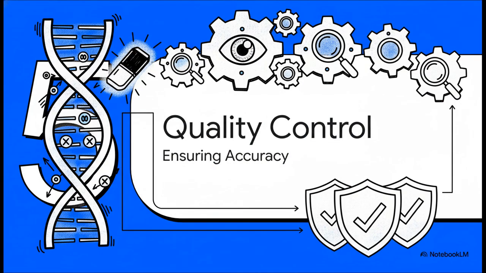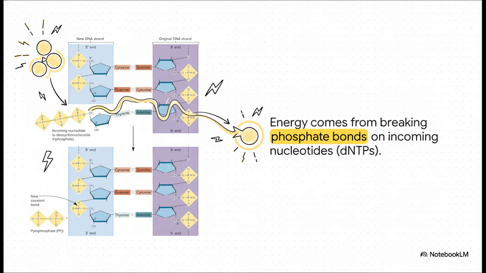Okay, so we've talked about the incredible speed of this whole process, but what about accuracy? I mean, a mistake in your genetic blueprint can have really serious consequences. To prevent that, the cell has built in multiple, redundant layers of quality control. But before we get to proofreading, let's ask a simple question. Where does all the energy for this building come from?